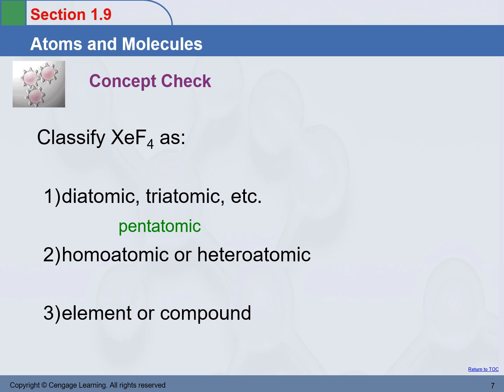Number 2, is it homoatomic or heteroatomic? Of course, heteroatomic. There are two different kinds of atoms in it. Is it an element or a compound? Of course, a compound. There are 2 different kinds of atoms in the molecule. That's a compound. An element will have only 1 kind of atom in its molecule.